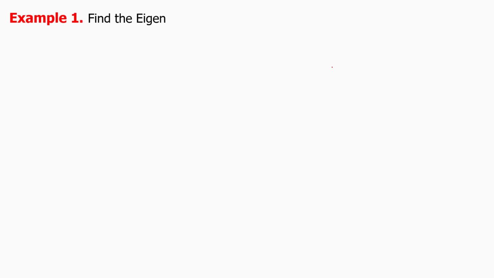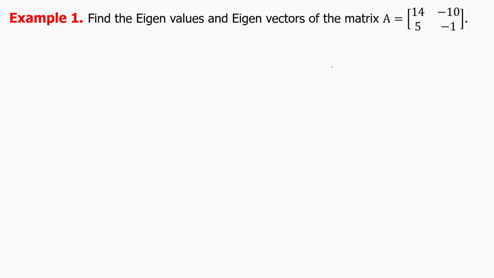In this lecture, we take an example of a matrix whose eigenvalues and eigenvectors should be obtained. So let us take one matrix of order 2 by 2. We will try to find out the eigenvalues and eigenvectors of this matrix. And in the next example, we'll take a matrix of order 3 by 3.